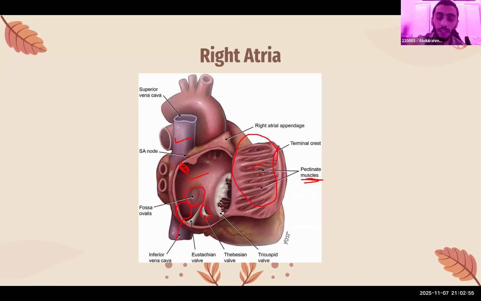The right atria would have the SA node, and right around here, you will have the AV node. Okay, so the right atria: smooth part, rough part, openings, and the special features are the fossa ovalis, SA node, AV node. Okay, great. Now, we said we have a rough part, which is known as the auricle.